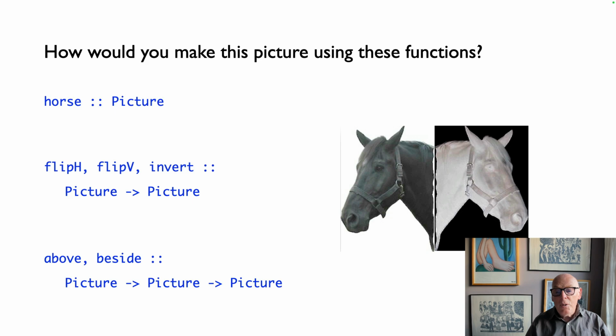And let's run through a particular exercise. So we start off with a horse. That's the black horse on a white background. We've got these functions to flip in a horizontal mirror, flip in a vertical mirror, to invert the colors, and we can put one picture above another or one picture beside another. So what we want to do is try and build the picture there. Now as I said, the horse is the image on the left. How can we produce the image on the right?